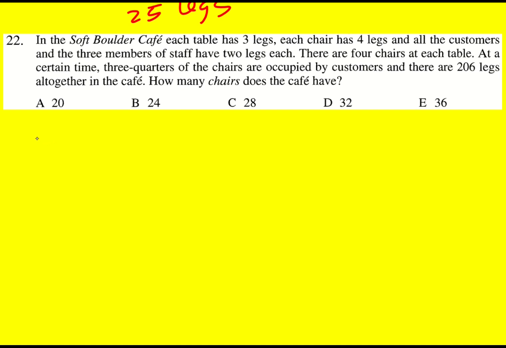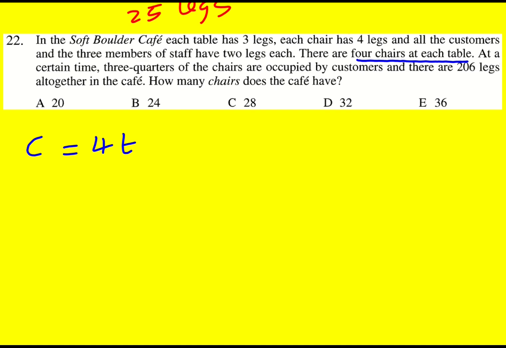So first up, if the number of chairs is C, then C is equal to 4t, where t is the number of tables. This comes from the fact that there are 4 chairs at each table, so I'm just writing down an equation to show that.